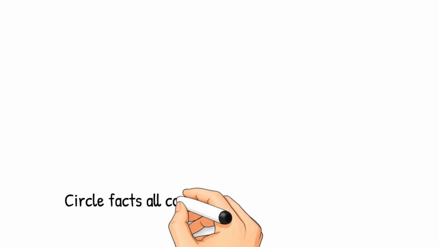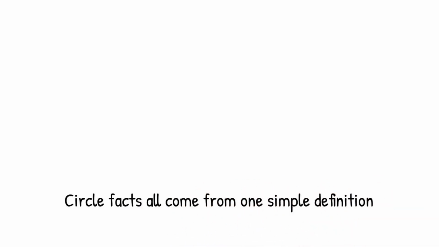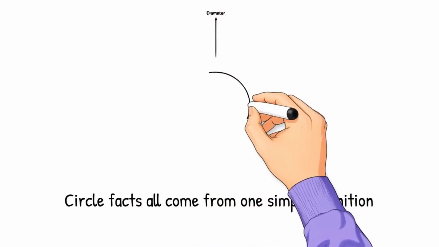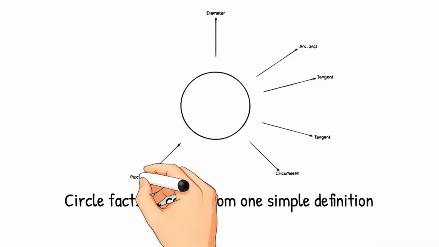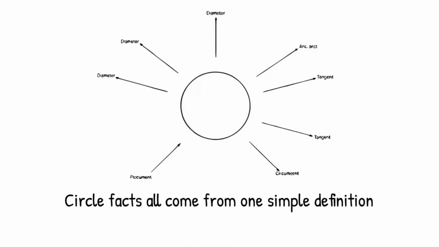There are many special circle facts, but they all connect back to one idea. Every point on the circle stays the same distance from the center. From that simple definition come radii, diameters, chords, arcs, tangents, angles, circumference, and area. That is why the circle is one of the most elegant shapes in all of mathematics.